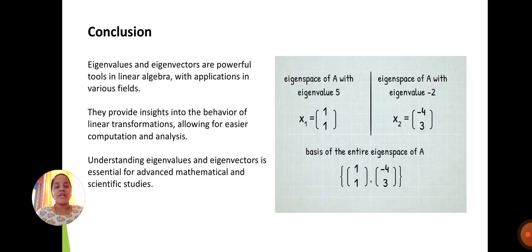Conclusion. Eigenvalues and eigenvectors are powerful tools in linear algebra with applications in various fields. They provide insights into the behavior of linear transformations, allowing for easier computation and analysis. Understanding eigenvalues and eigenvectors is essential for advanced mathematical and scientific studies.